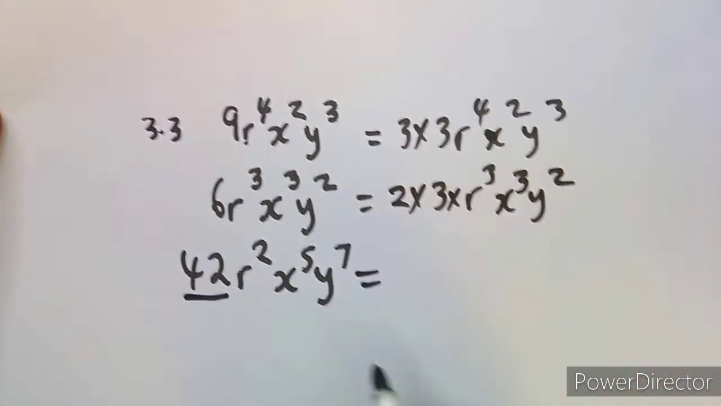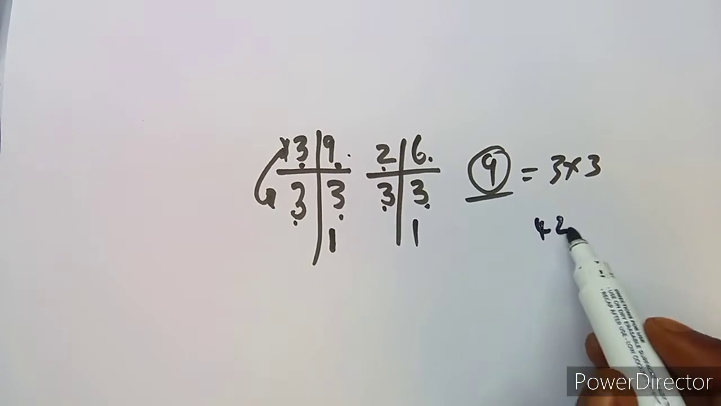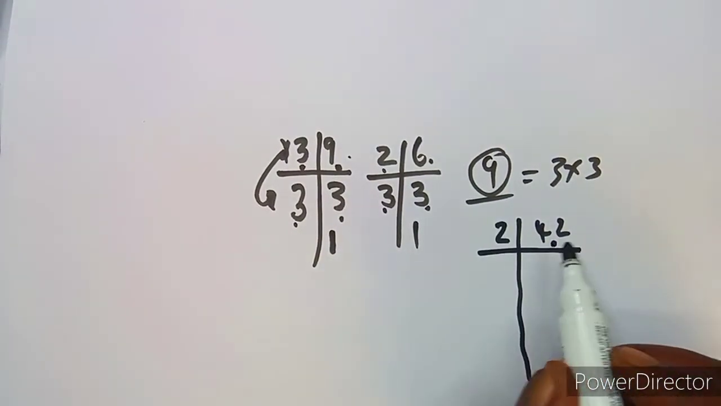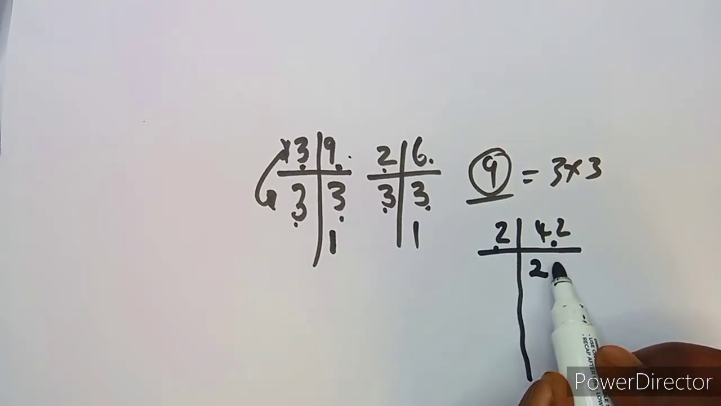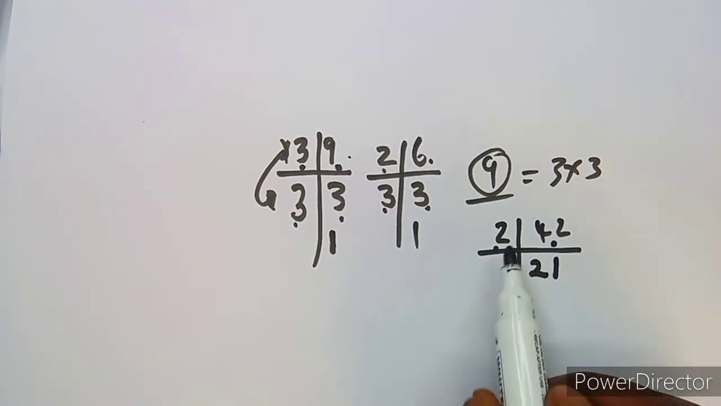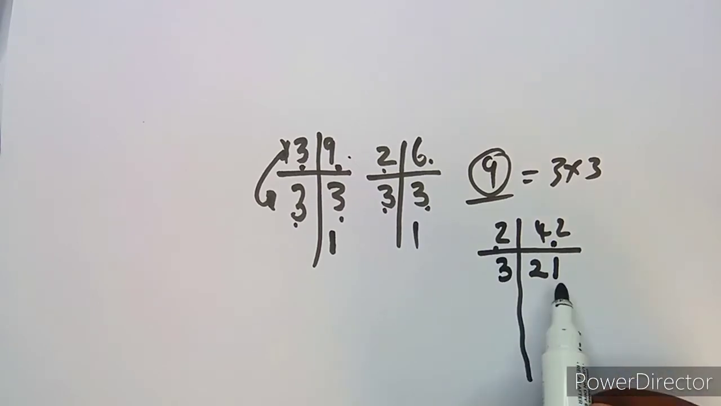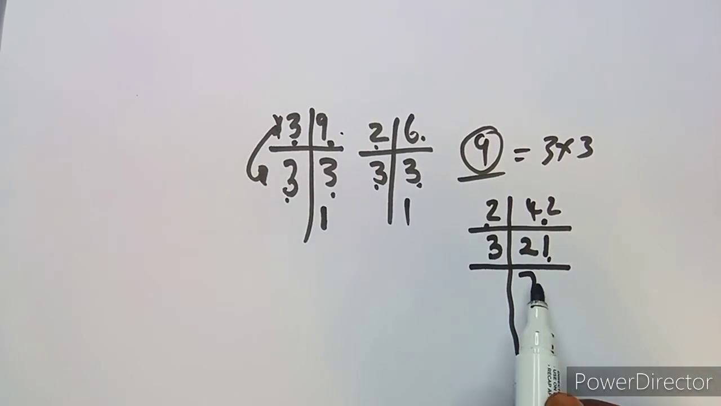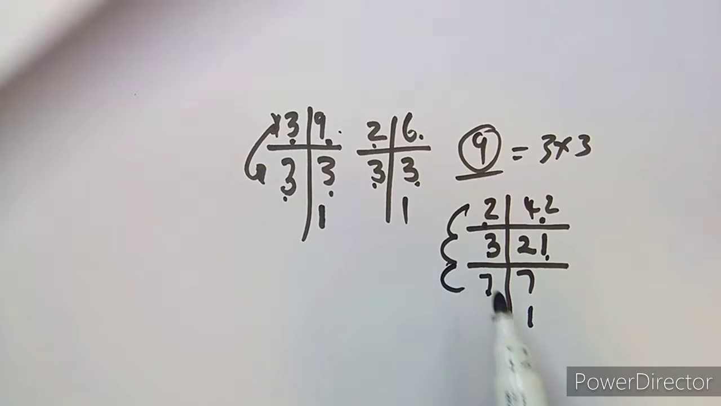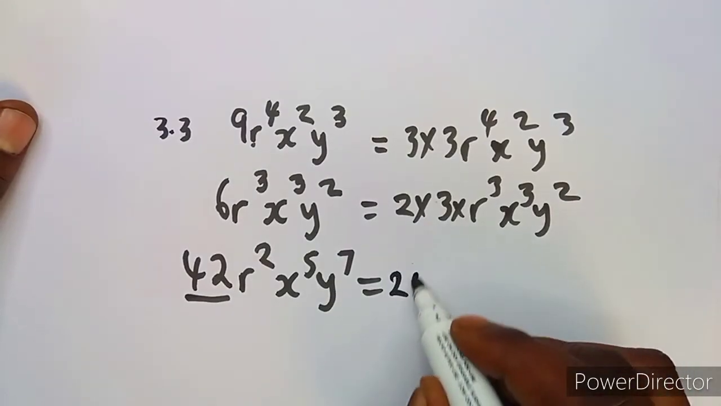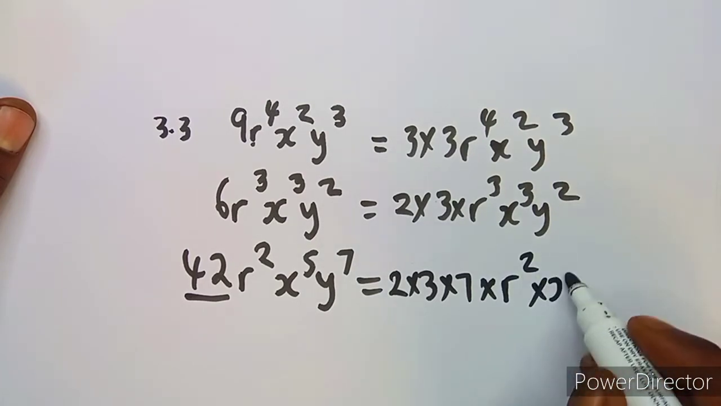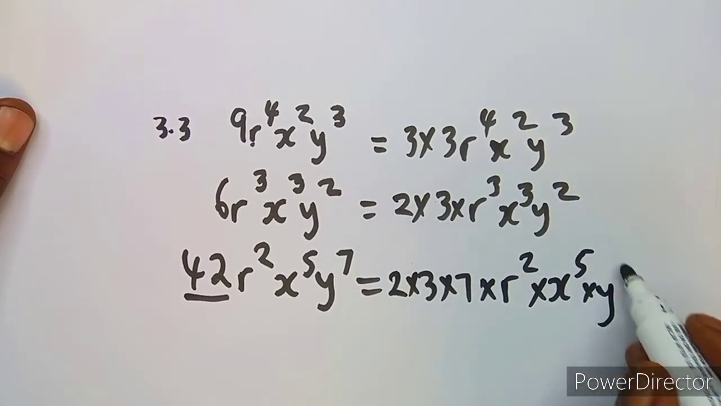What about 42? We do the same on 42. The smallest number is 2. So you divide 42 divided by 2, which is 21. The smallest number is 3 this time, so 21 divided by 3, which is 7. Okay, the smallest number this time is 7. 7 divided by 7, which is 1. So we've got 2, 3, and 7. 2 by 3 by 7 by r to the exponent of 2, x to the exponent of 5, y to the exponent of 7, like that.